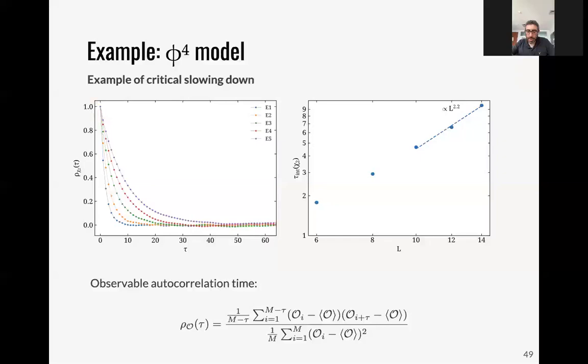This is rho of chi-square, and this here is for the small volume, which is away from criticality, while the purple is for the bigger volume, which is closer to criticality. And if I compute the integrated autocorrelation time, then you see again that basically the integrated autocorrelation time is exponential with the length parameter here.